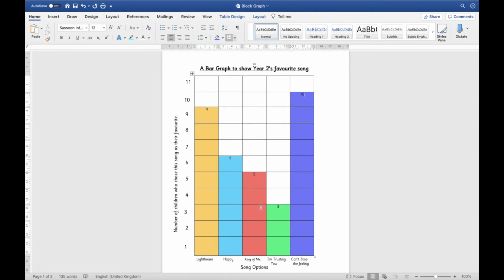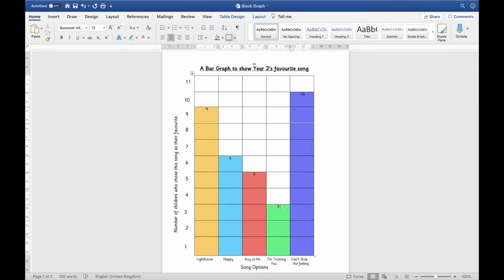Yeah, most people liked Can't Stop the Feeling, and it was very close between that and Lighthouse. Okay, so Can't Stop the Feeling was the most popular. Which one was the least popular, boys and girls? So which one got the least votes for being your favourite?